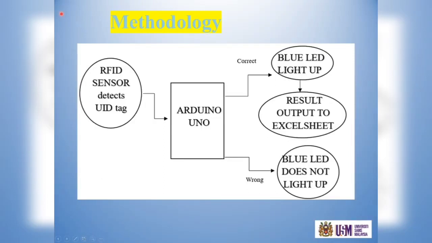So how our project will function: the RFID sensor will detect the RFID tag and send the signal to Arduino Uno. If the signal is correct, the blue LED will light up and the result is output to an Excel sheet. If it's wrong, the blue LED does not light up.